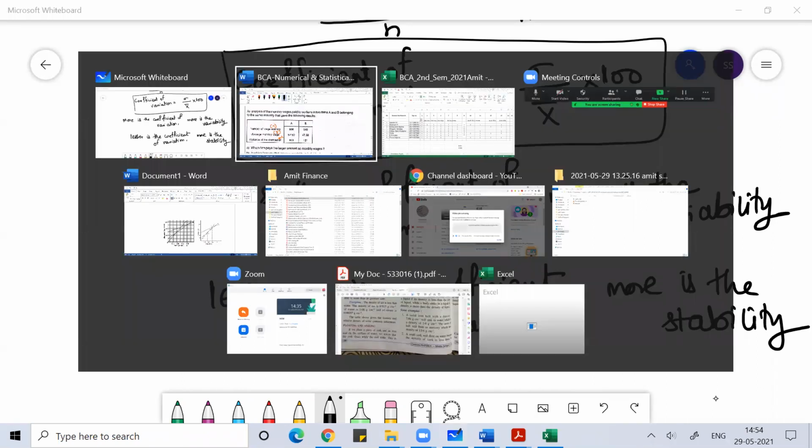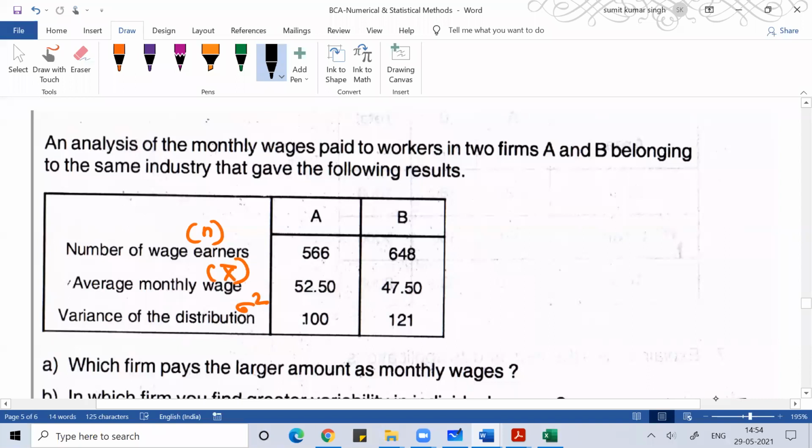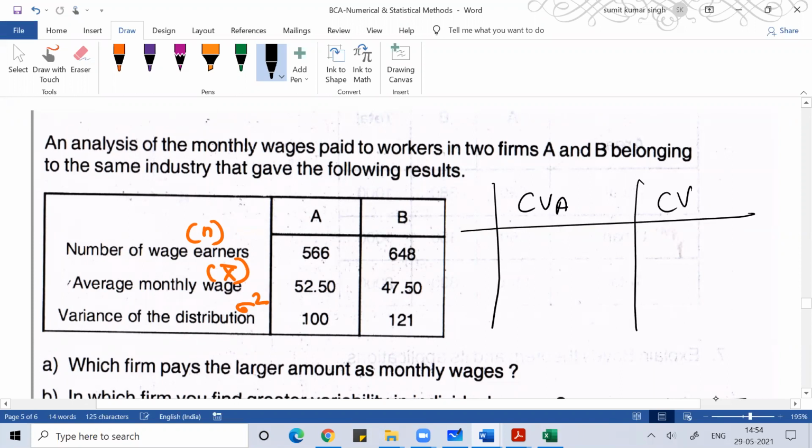Find the coefficient of variation for both the firms. So the coefficient of variation of firm A and the coefficient of variation of firm B. For firm A, the standard deviation I found is 10, and for firm B it is 11. So the coefficient of variation for A is the standard deviation 10 divided by the mean, which is 52.5, times 100. For B, it is 11 divided by 47.5, times 100.